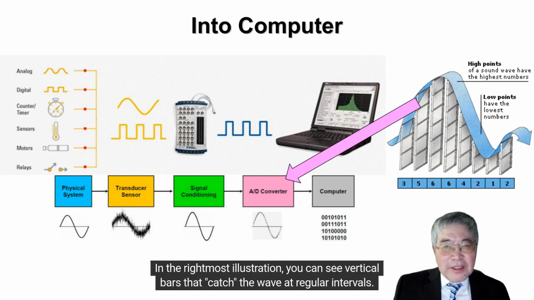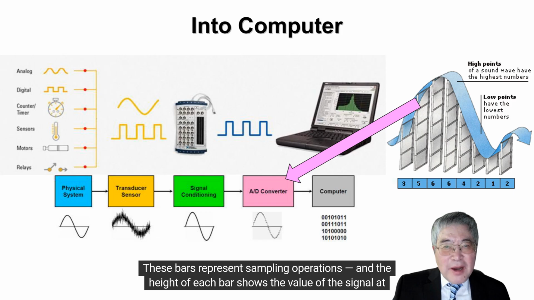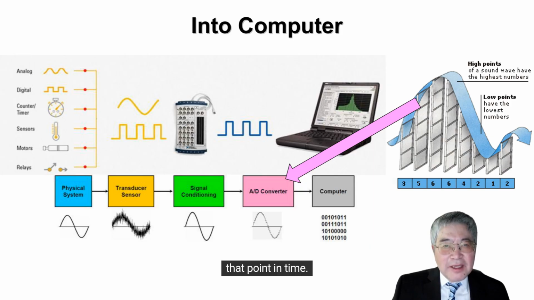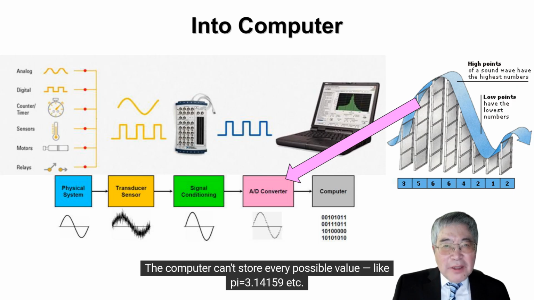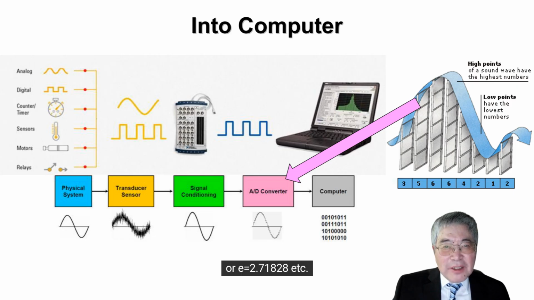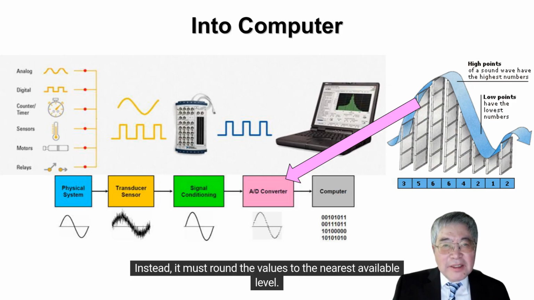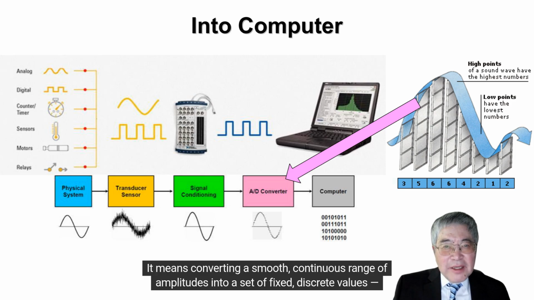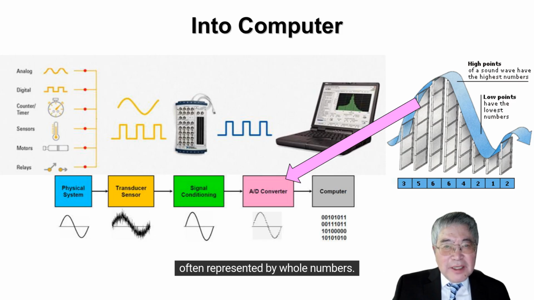In the rightmost illustration, you can see vertical bars that catch the wave at regular intervals. These bars represent sampling operations, and the height of each bar shows the value of the signal at that point in time. Now here's something important. The computer can't store every possible value, like pi equals 3.14159, etc., or e equals 2.71828, etc., with infinite precision. Instead, it must round the values to the nearest available level. This process is called quantization. It means converting a smooth, continuous range of amplitudes into a set of fixed, discrete values, often represented by whole numbers.